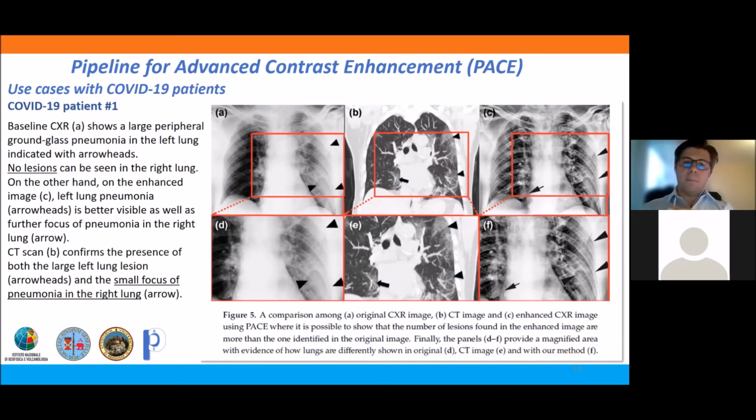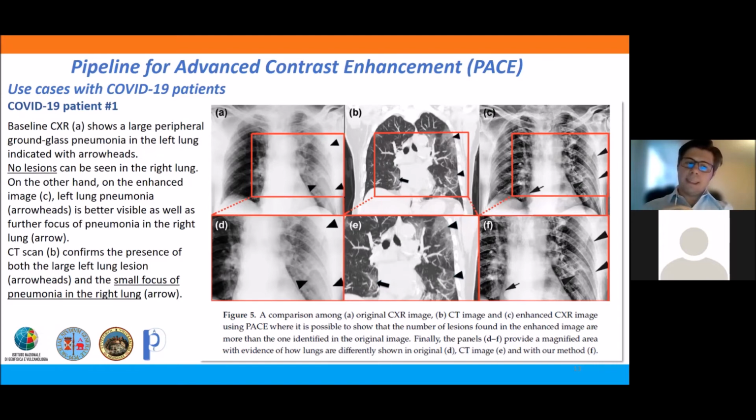For these patients, we have a baseline chest X-ray image, which shows a large peripheral pneumonia in the left lung, as indicated by the arrows, but no lesions have been identified on the right lung. The interesting part is that by using PACE, we've been able to generate an enhanced chest X-ray image where all the lesions that have been identified on the left lung are preserved, but we were also able to identify one lesion on the right lung. And these lesions have been confirmed by another CT scan that has been performed on the same patient.